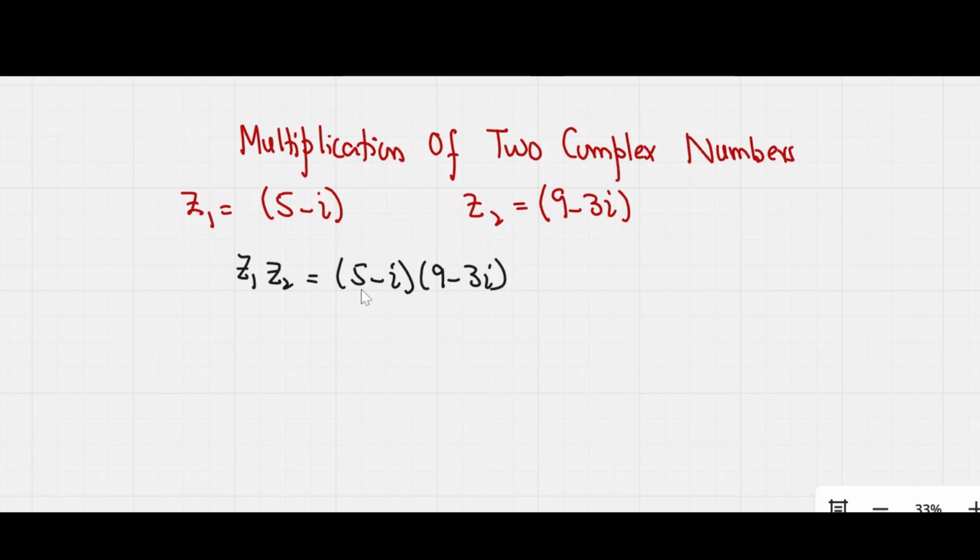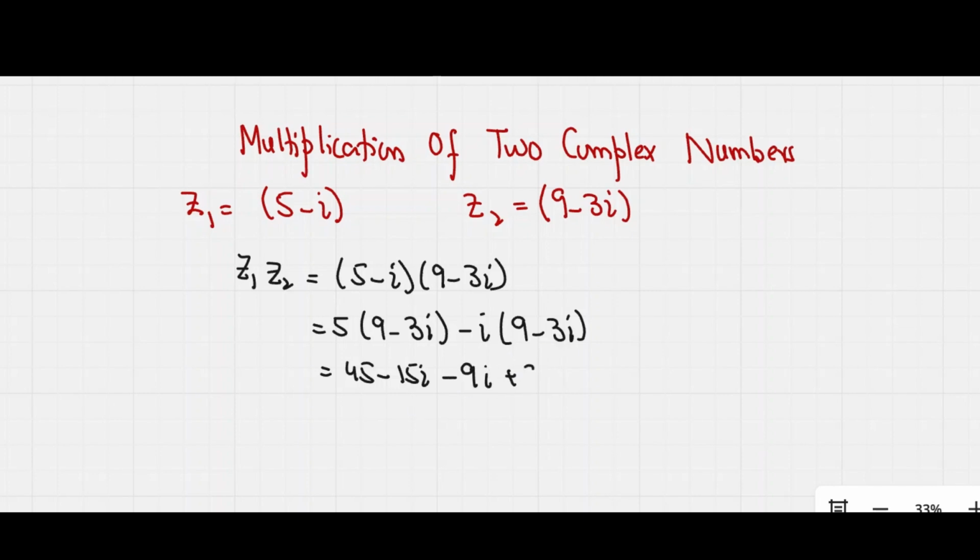minus 3 iota. So here is a very simple trick. Just multiply 5 by 9 minus 3 iota, so that will be equal to 5 times 9 minus 3 iota, and minus iota times 9 minus 3 iota. Now open the brackets. 5 times 3 is 15 iota. 9 times iota is minus 9 iota, and iota times minus 3 iota is plus 3 iota square.